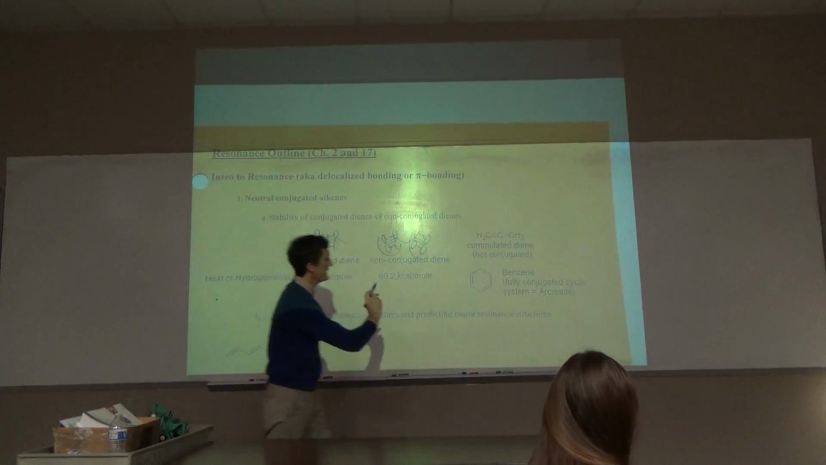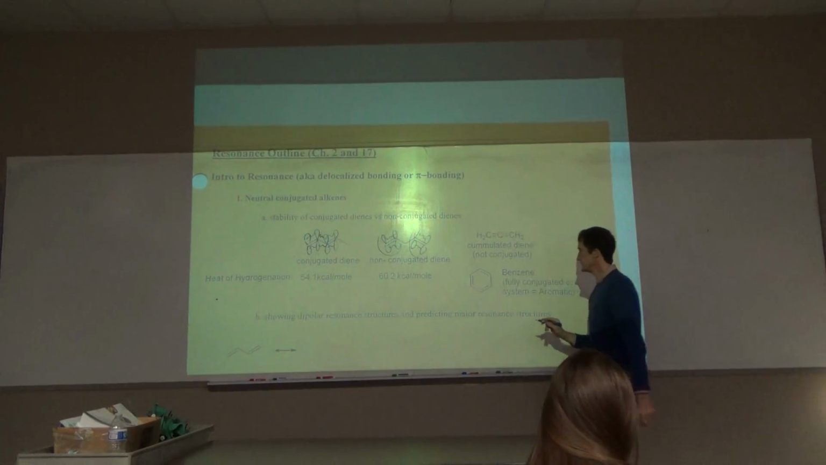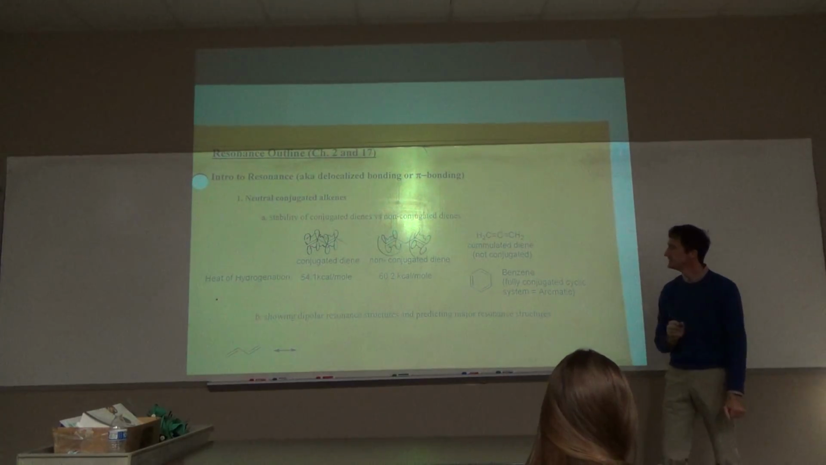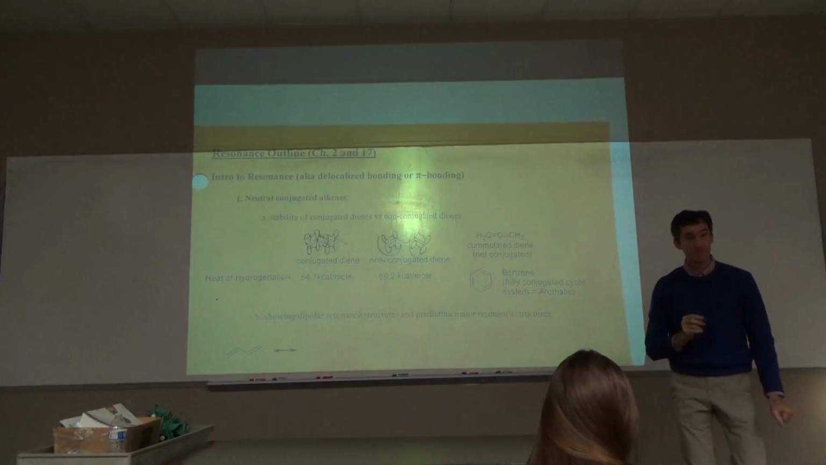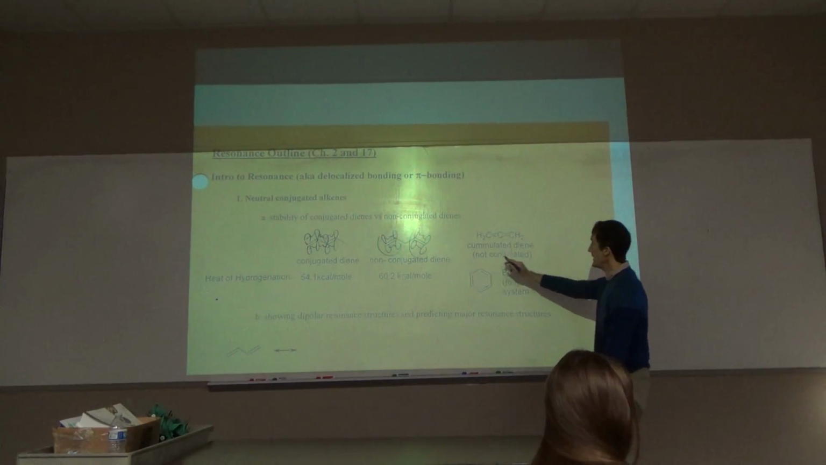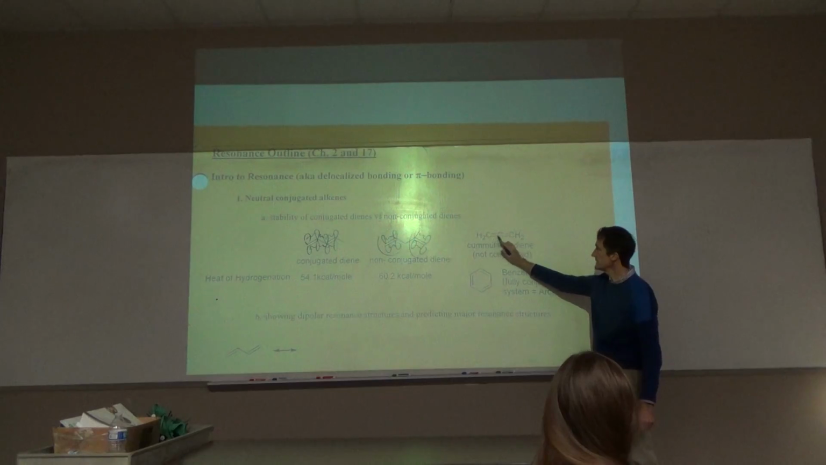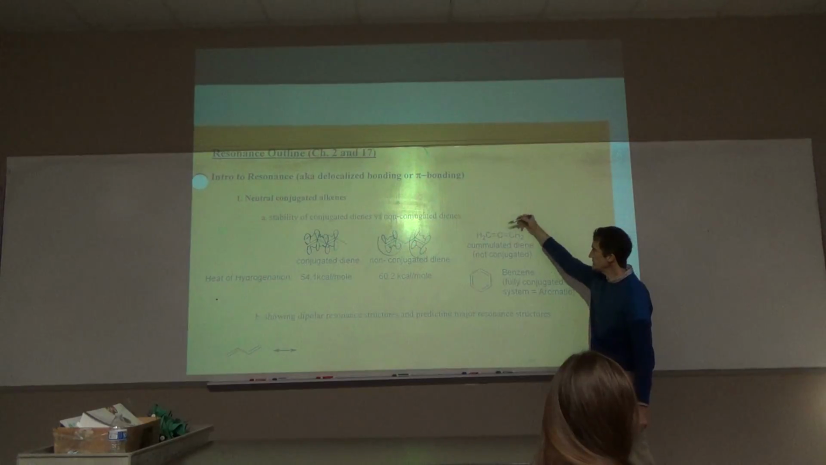What about accumulated dienes? It's called accumulated. Is it conjugated or not? Good answer. Yes, it's not. Everybody understand why it's not? Let's look at this. Are these two alkenes conjugated? What's the hybridization of the central carbon?